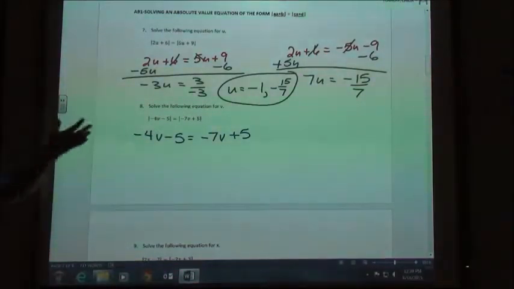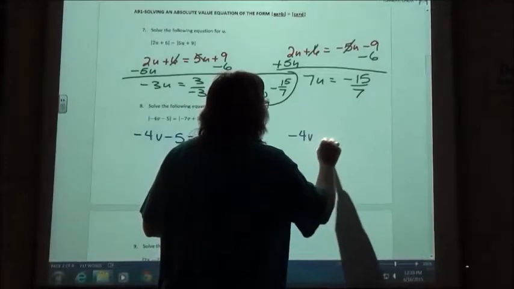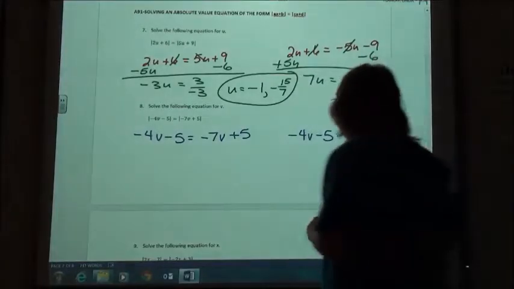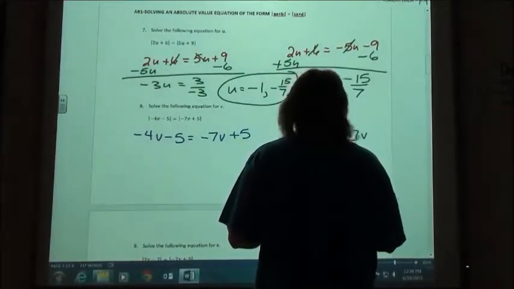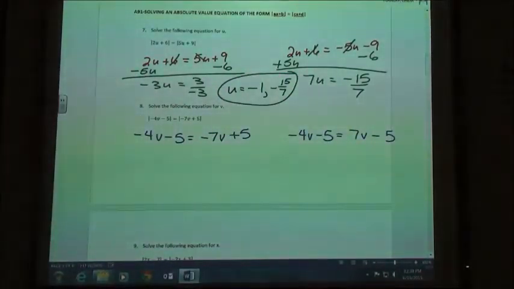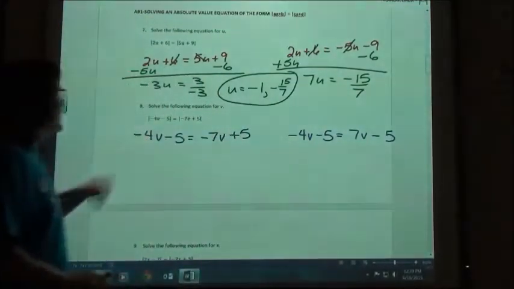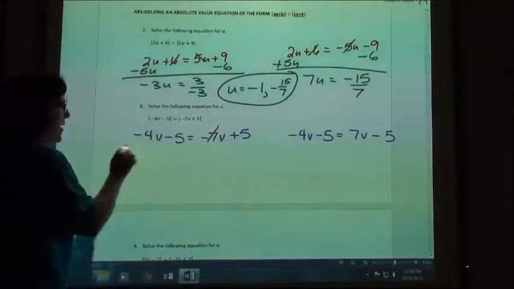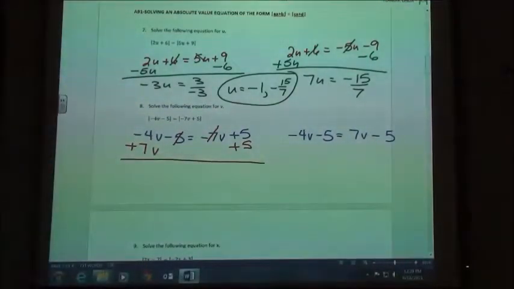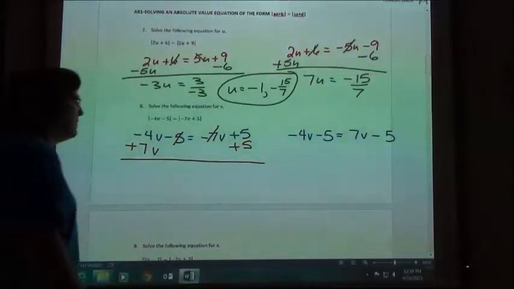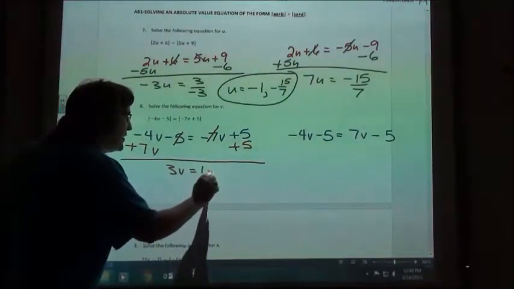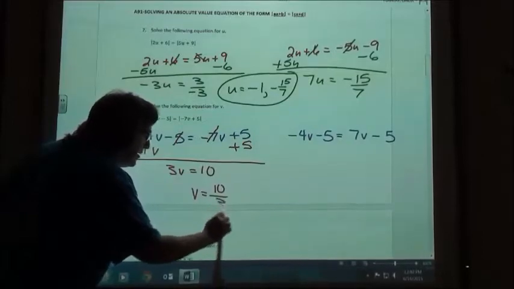My other problem, I'm going to leave the left side the same, so negative 4v minus 5. I'm going to do the opposite of the right side, so what should I have on the right side? Positive 7v and a negative 5, right? Change both of those two sides. So, solving that, I am going to go ahead and add my 7v and add my 5, and I would get 3v equals 10, which means v equals 10/3, right?